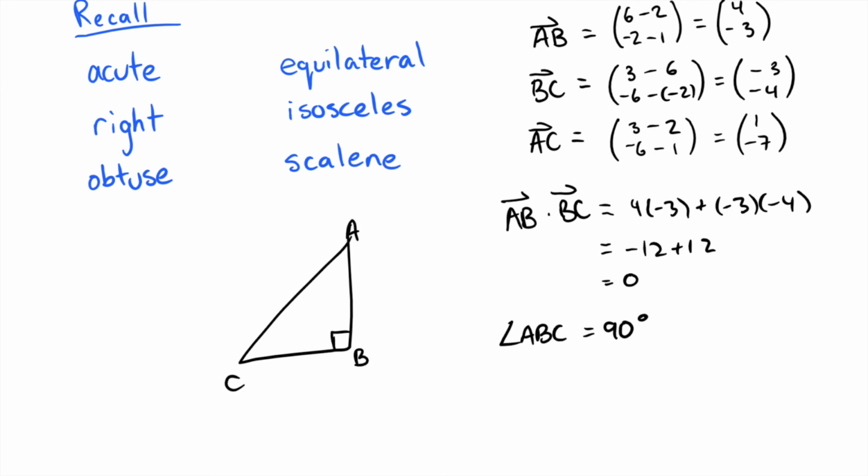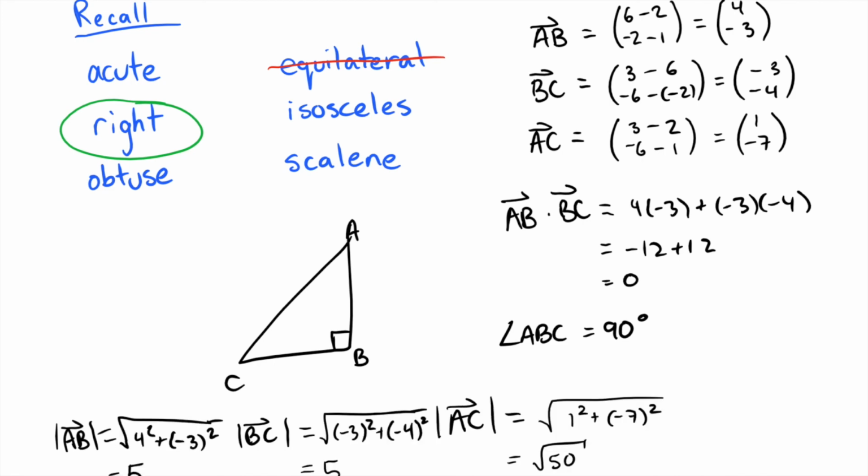So it's not equilateral, obviously, but we know that it is a right triangle. Now the question is, is it a right isosceles triangle or a right scalene triangle? The way that we would check that is by finding the magnitudes of the different sides. So I will find the magnitude of AB, the magnitude of BC, and the magnitude of AC.